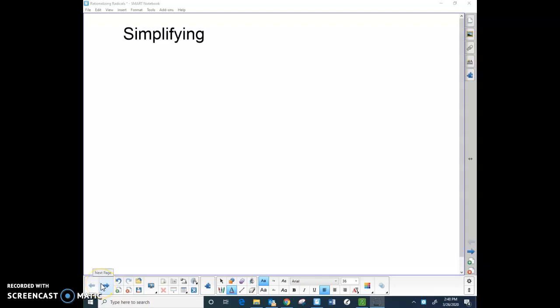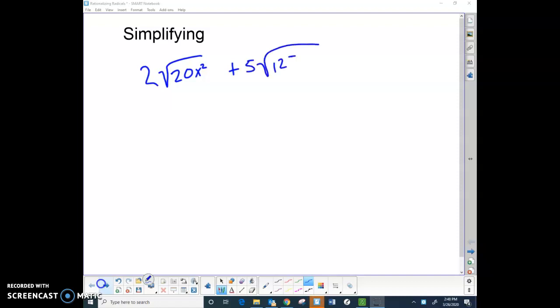Right, welcome back. Last week we talked about simplifying. So this was, just to refresh your memory, say, taking things like 2 times the square root of 20x squared plus 5 square root of 125x squared. Okay, and simplifying this, seeing if there's things that we can change to add these together. So I know 20 is 4 times 5.